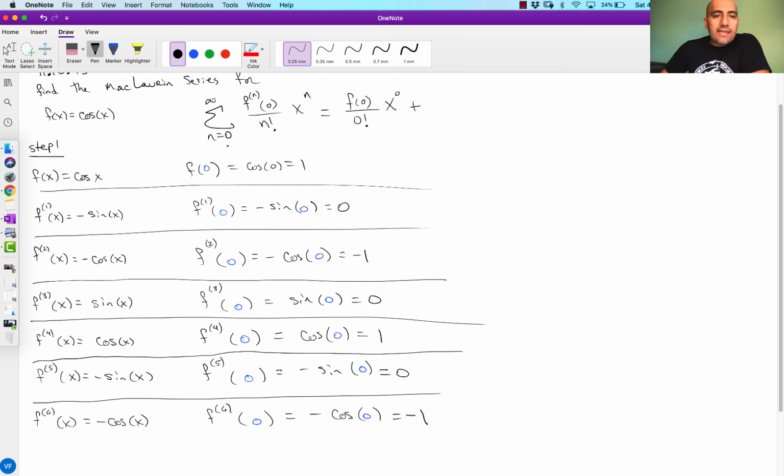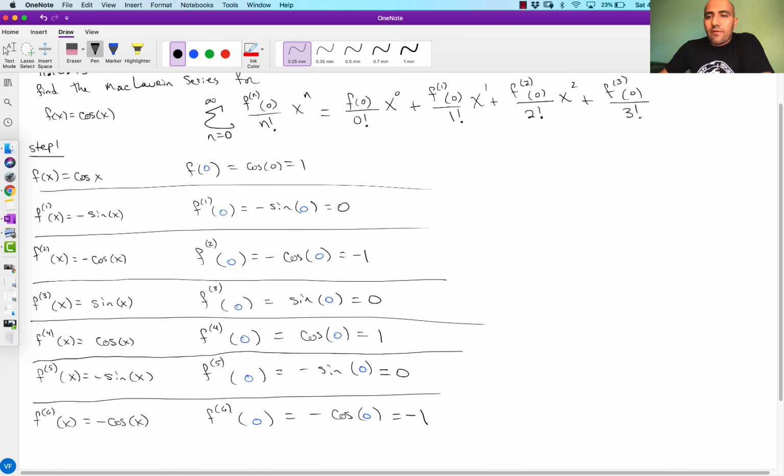Okay, plus when n equals 1, we have the first derivative of our function evaluated at 0 divided by 1 factorial, x to the 1 power, plus the second derivative evaluated at 0 all over 2 factorial, x to the second power, plus, seeing the pattern here, the third derivative, 3 factorial, x to the third, good, and so on and so forth.